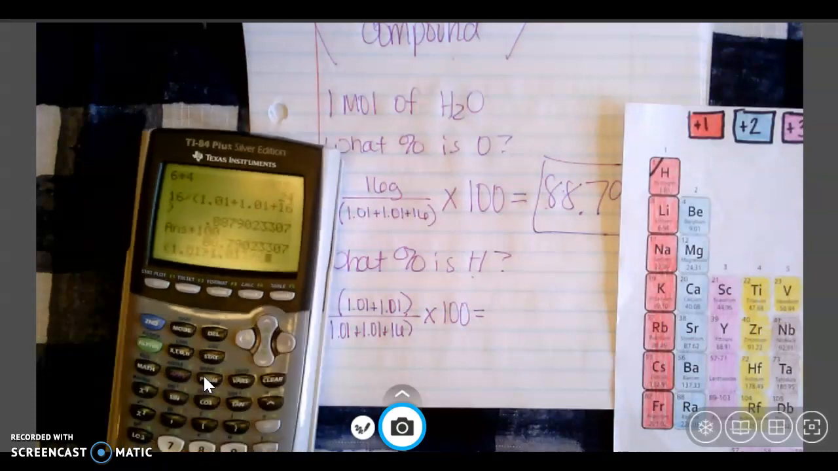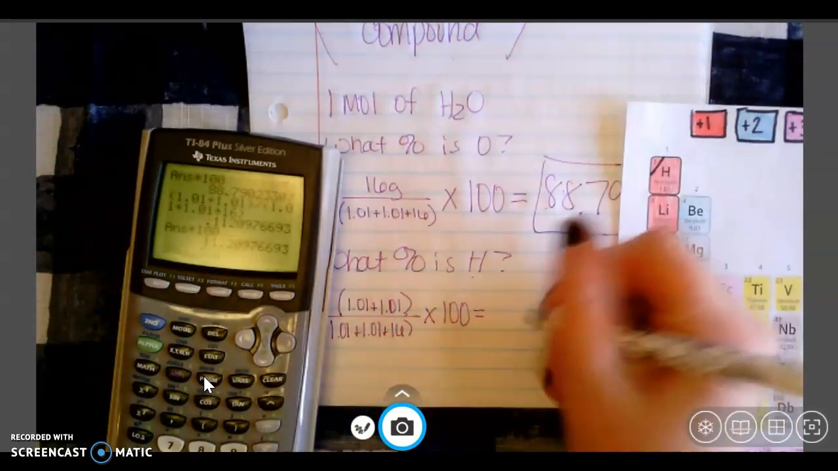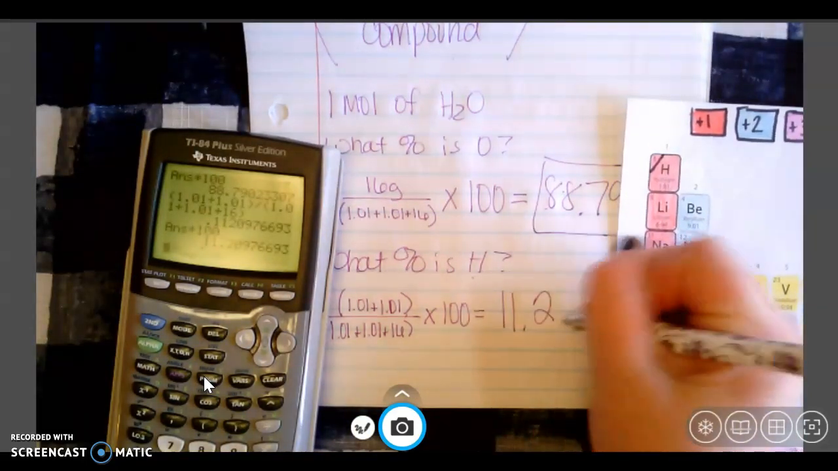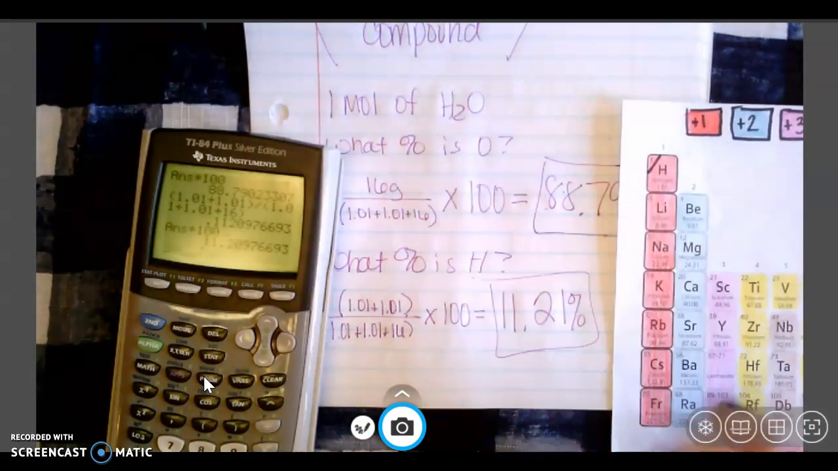I'm going to divide that by 1.01 plus 1.01 plus 16. And that gives me that number. I'm going to hit times 100 to give me the percentage. And it is 11.21% of that mole is hydrogen.